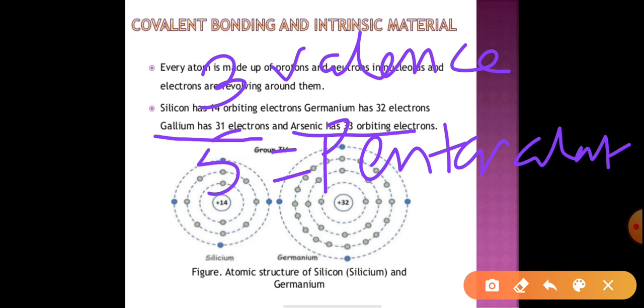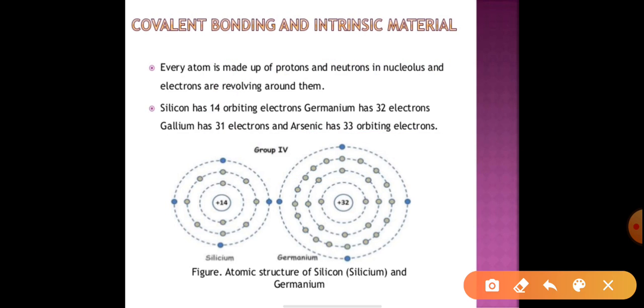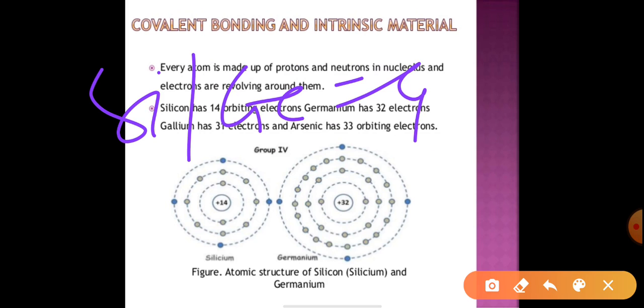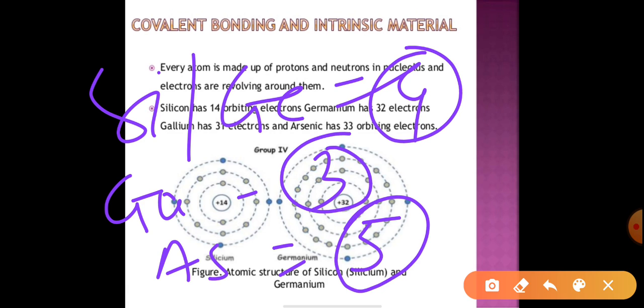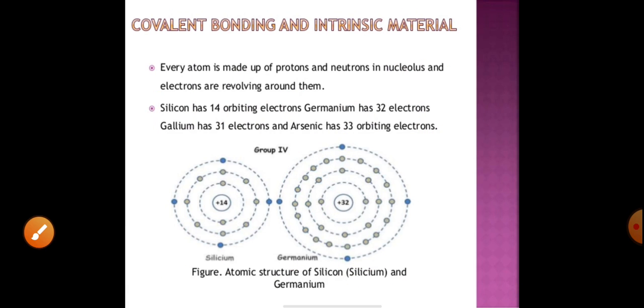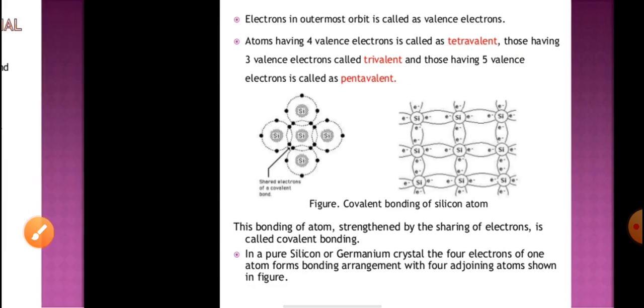Okay, so we will revise the things. Silicon and germanium have 4 valence electrons, then gallium has 3 valence electrons, and arsenic (As) has 5 electrons. So this is tetravalent, this is trivalent, this is pentavalent. Okay, so we will see why we are using this.